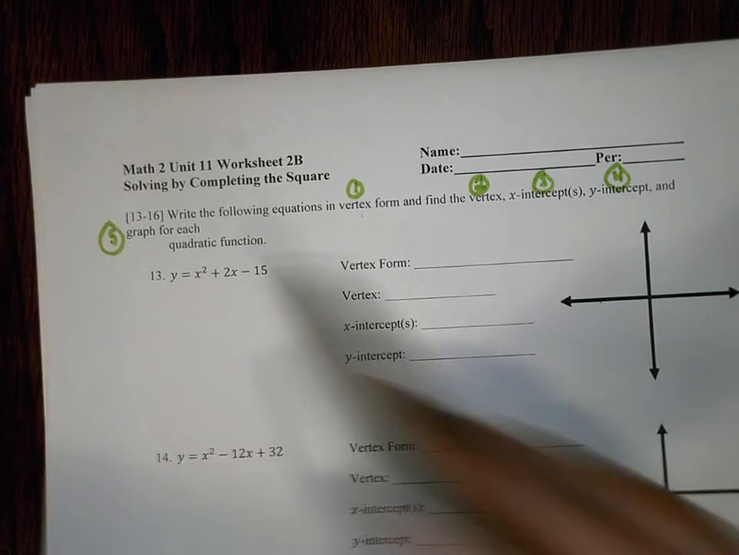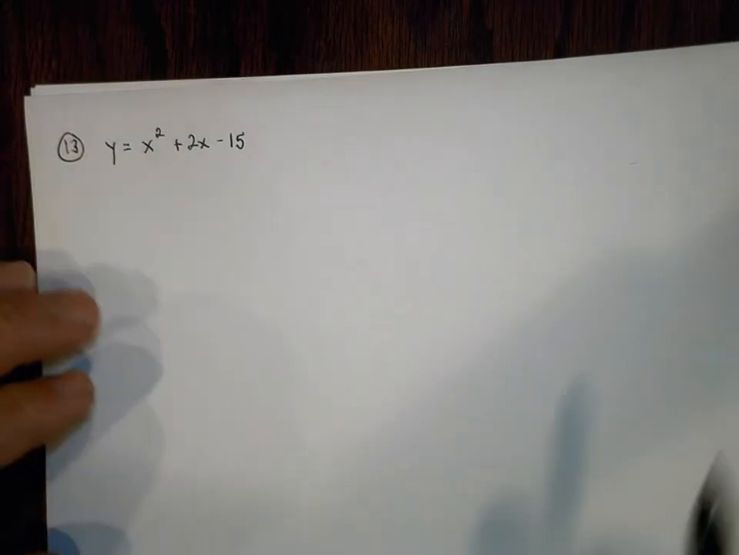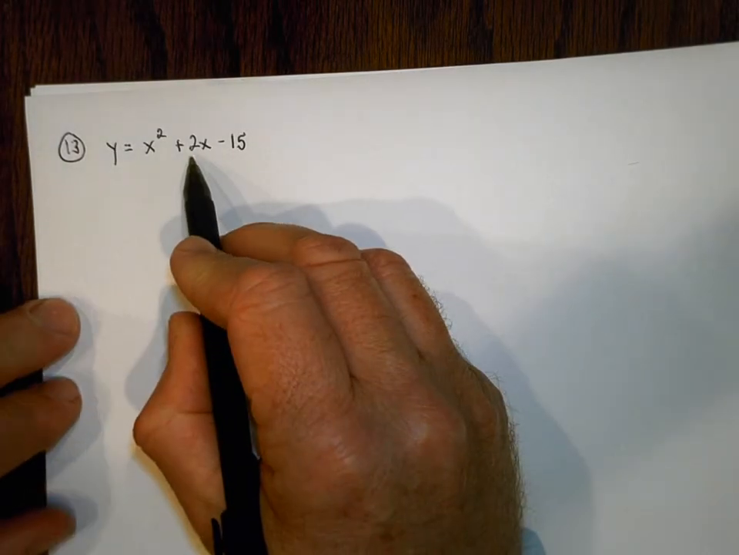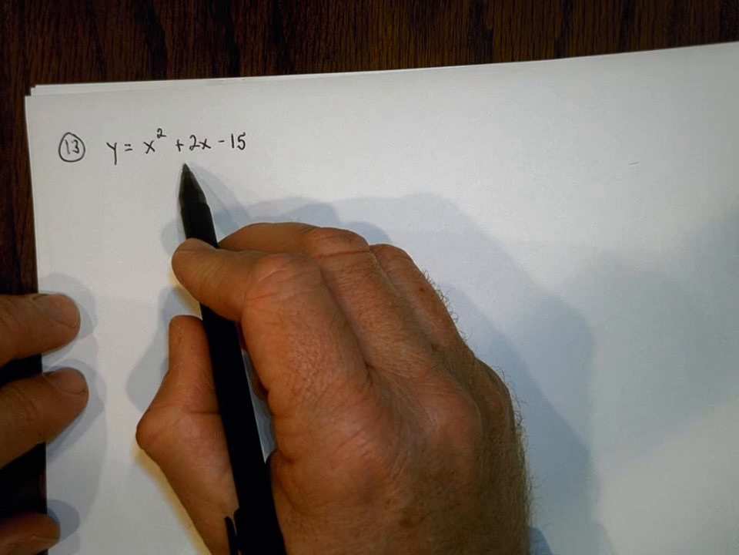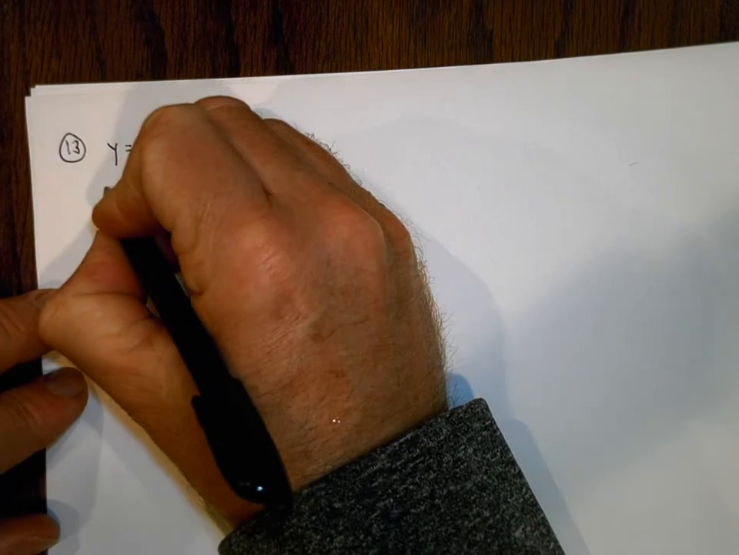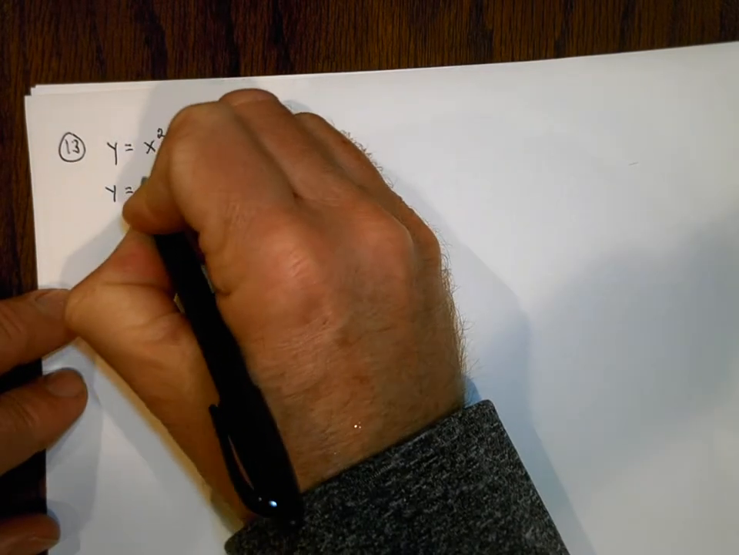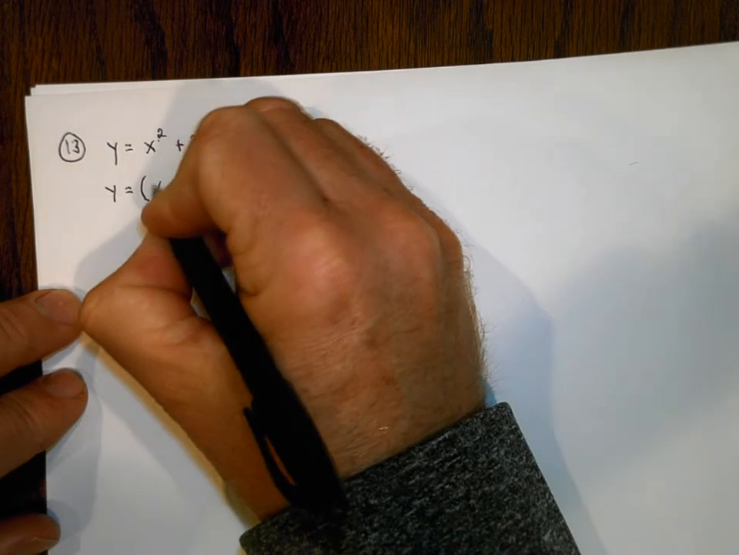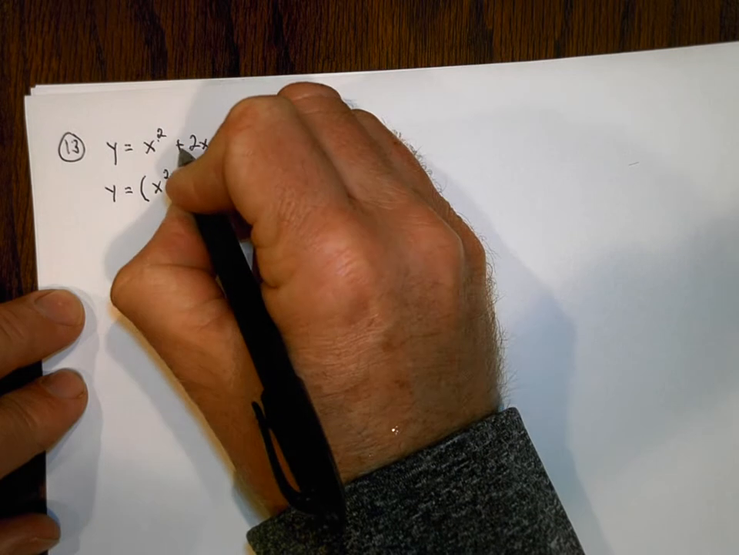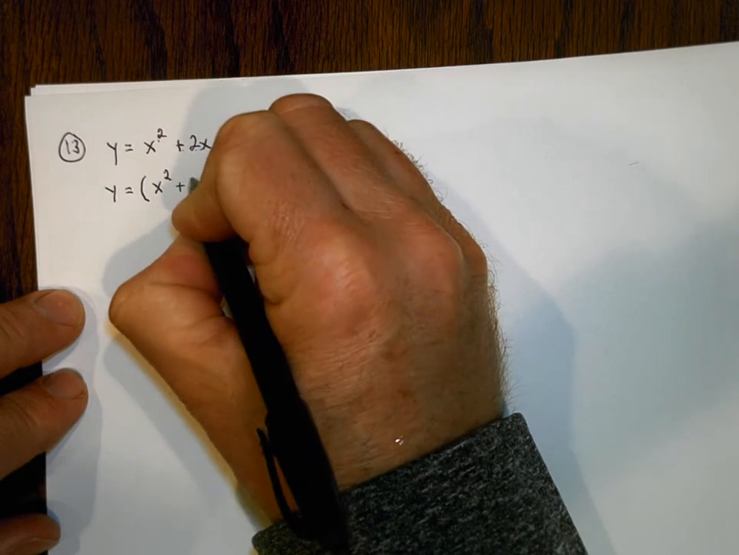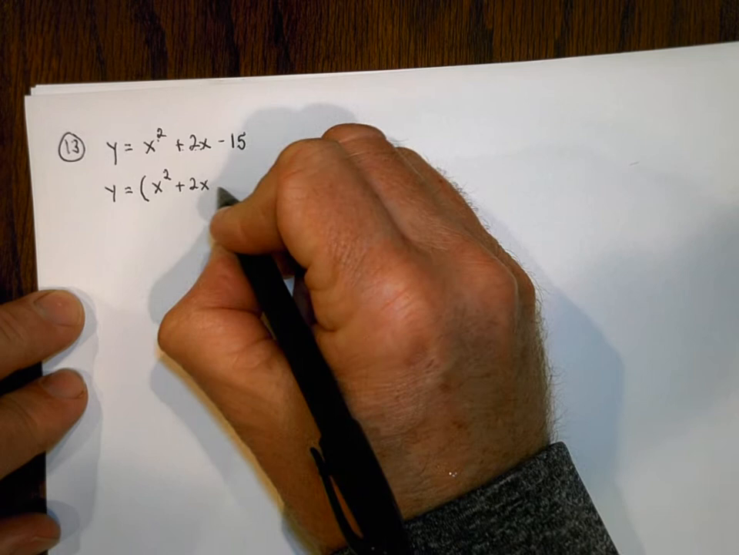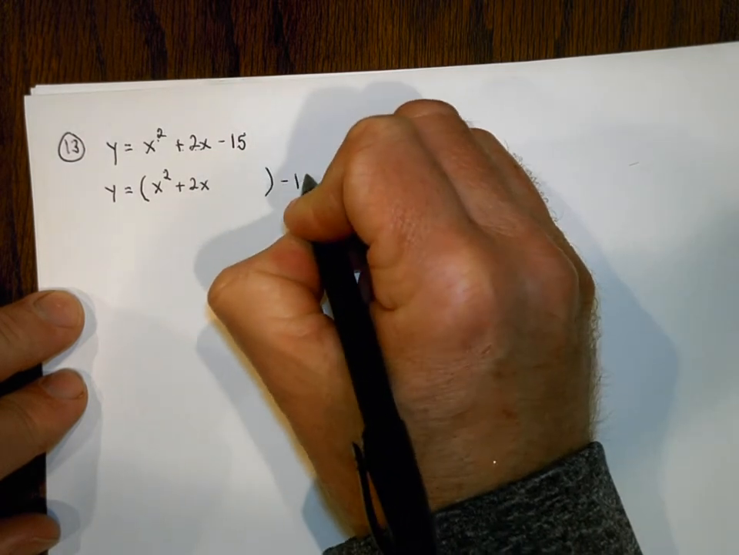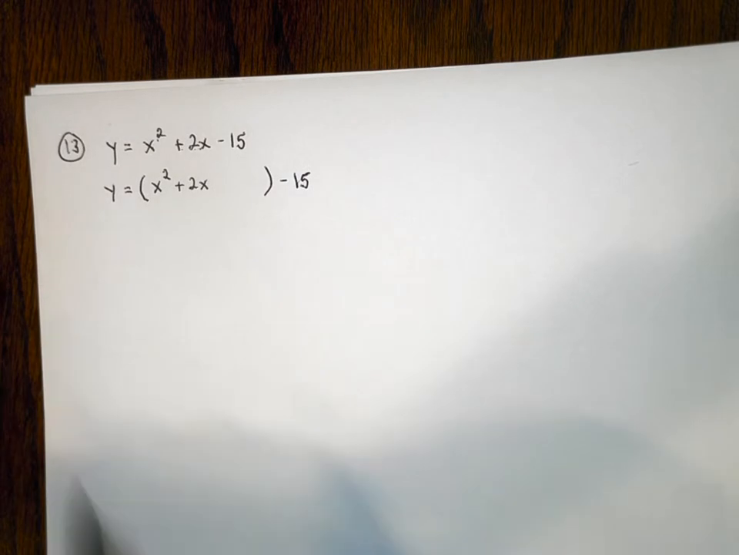All right, so going back over here. The first thing we're going to do is put this equation in vertex form, and we're going to use the concept of completing the square. So here's what we do. Write the y equals part, start a parentheses, put the second power part, which we call the a part, inside the parentheses, put the b part, the plus 2x part, inside the parentheses, and then purposefully leave a gap, and then close the parentheses, and then put the minus 15 outside the parentheses.